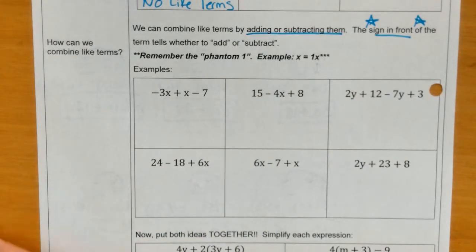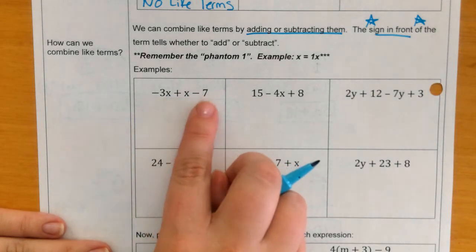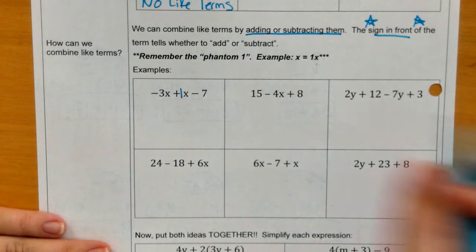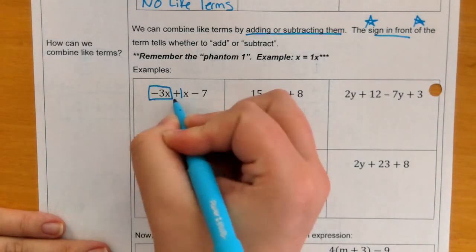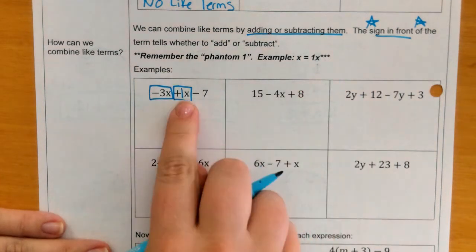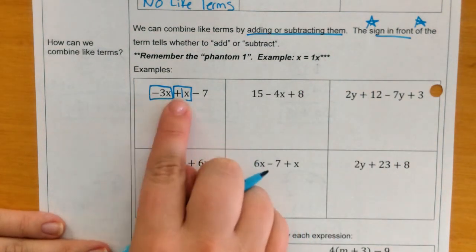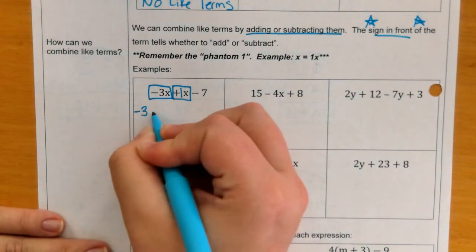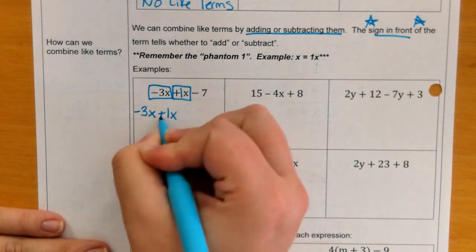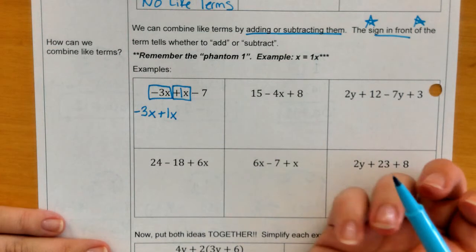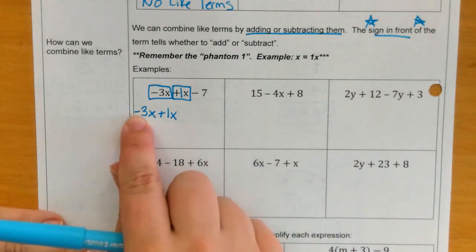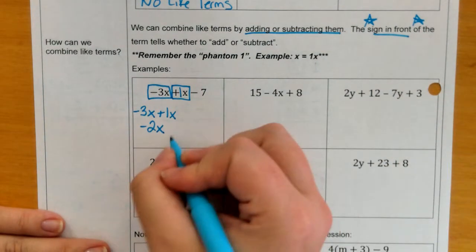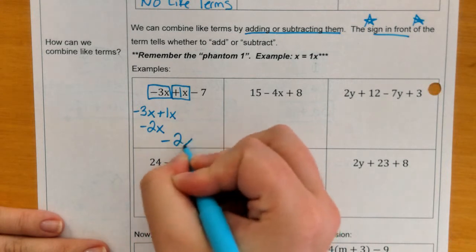So let's look at these examples. Negative 3x plus x minus 7. I'm going to throw my 1 in front of there. And now if I look, I have like terms. This negative 3x and this plus 1x. Notice how when I put a box around them, I include the sign that's in front of it. That's really important because over here, when we rewrite this, I have negative 3x plus 1x. If I don't write in those symbols, it's going to be a lot harder to do. So negative 3 plus 1 is negative 2, and I'm going to keep my variable, that x. So this part just became negative 2x.